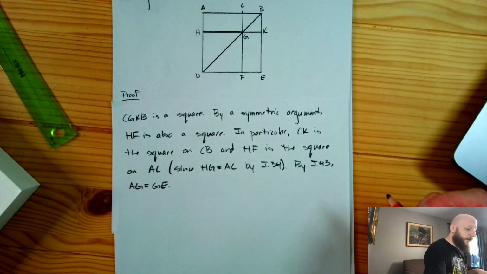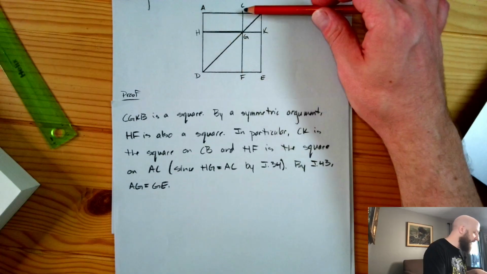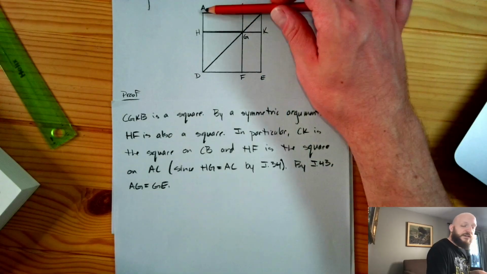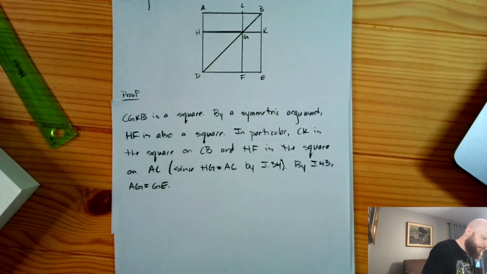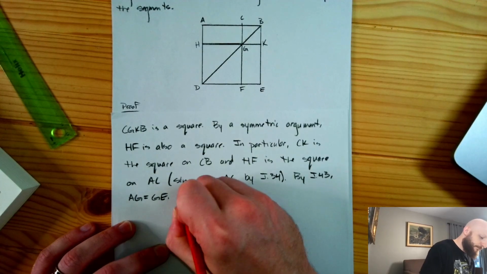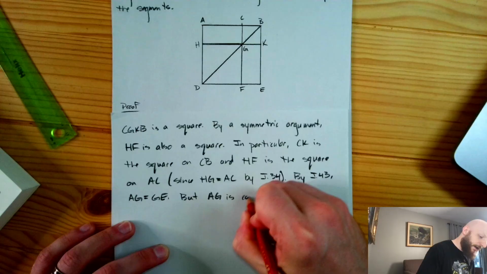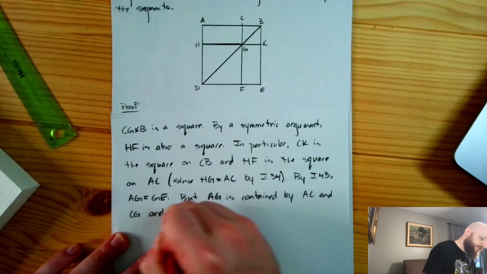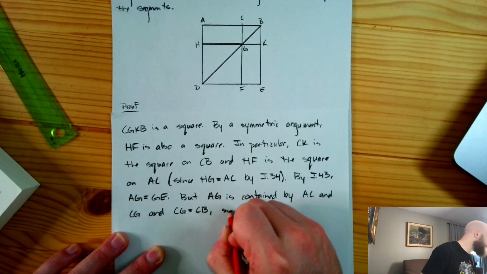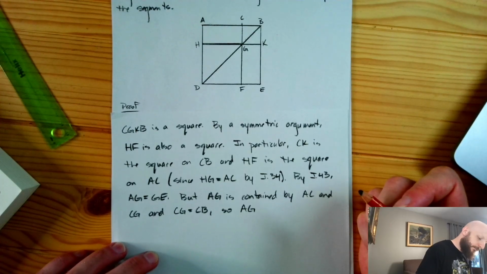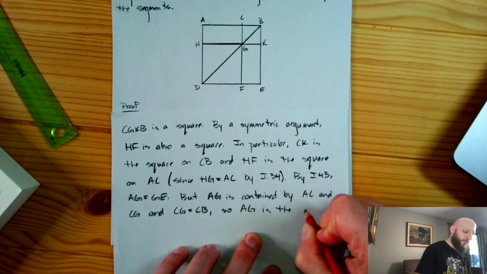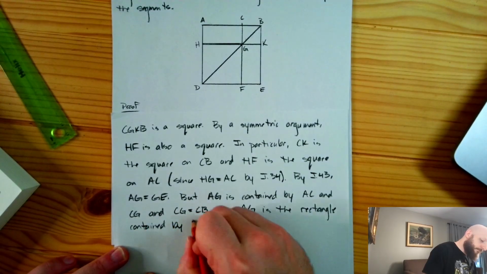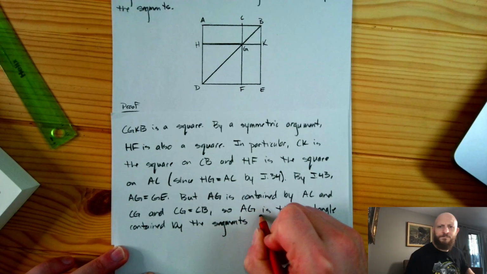And then AG is the rectangle contained by AC and CB. Why? Because we know that it's really the rectangle contained by AC and CG, but CG is equal to CB. We've proven this. So AG is, I'll say, the rectangle contained by the segments of AB. That's how it's listed in the proposition. We'll just try to make it a little bit clearer.